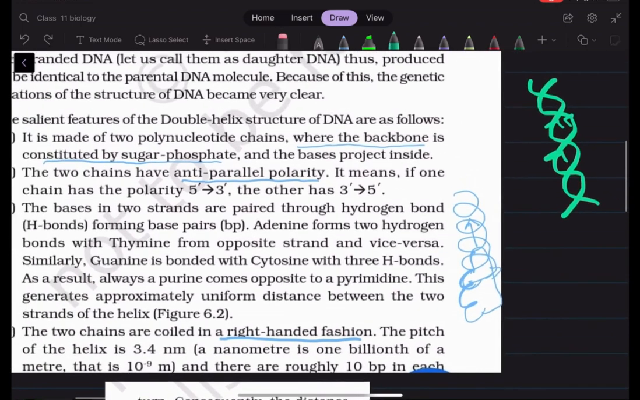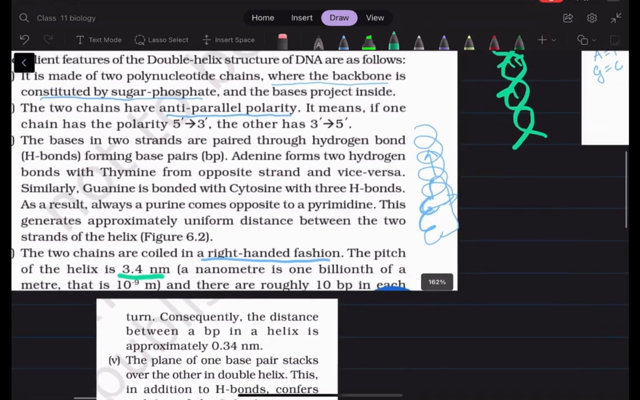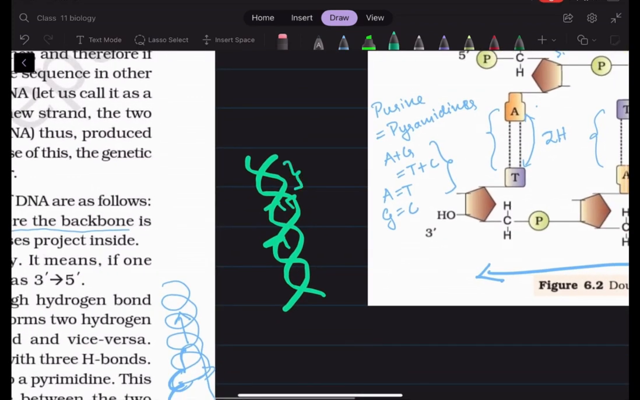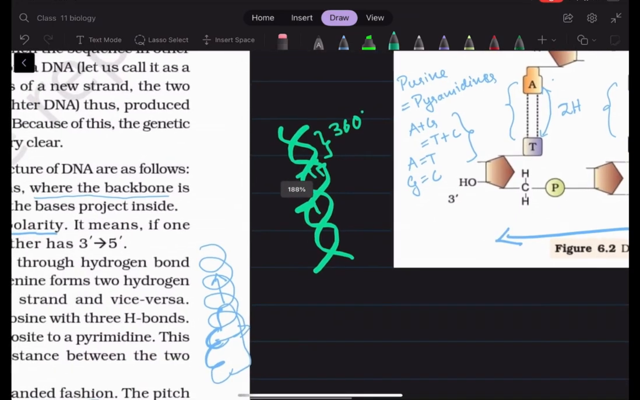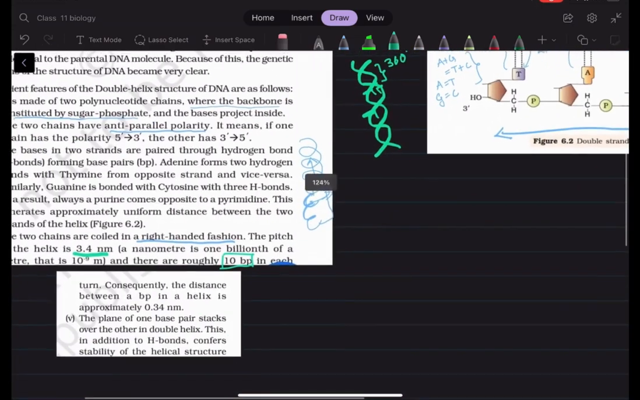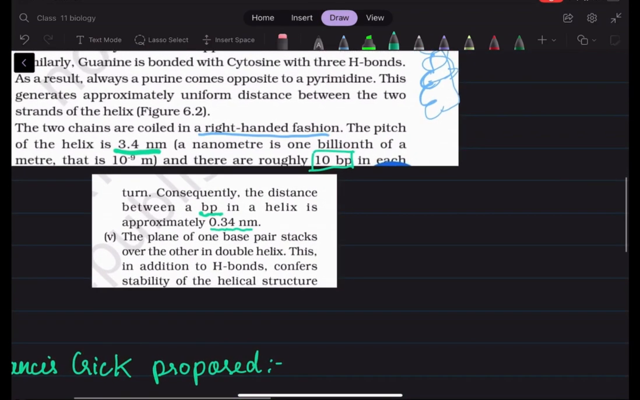Now the pitch of a typical DNA is 3.4 nanometers. What exactly is pitch? Pitch is a complete turn, a 360-degree complete turn, basically from this point till this point. In this complete turn, it contains roughly 10 base pairs, and that is why each base pair is separated from the next by 0.34 nanometers, because 3.4 divided by 10.